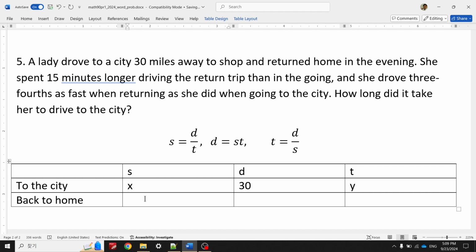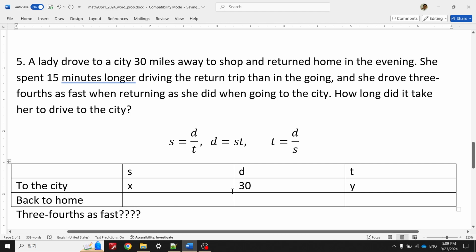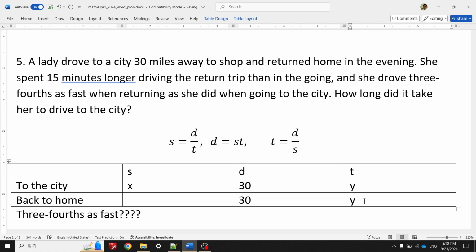Do we know the speed? Speed is 3/4 as fast. So we have to think about what that means. 3/4 as fast. We'll talk about that later. Okay, distance. 30 miles. Okay, because it's the same distance. What about the time? 15, so y plus 15.